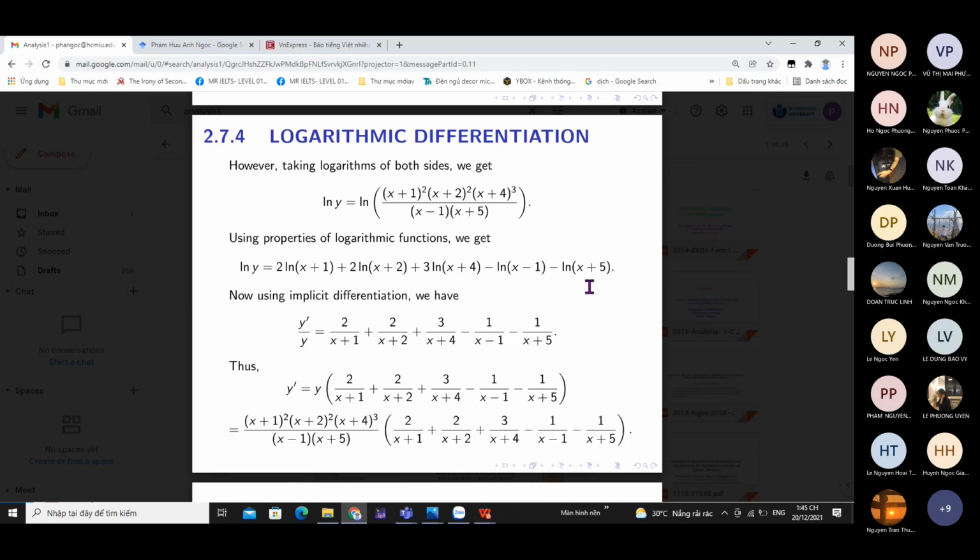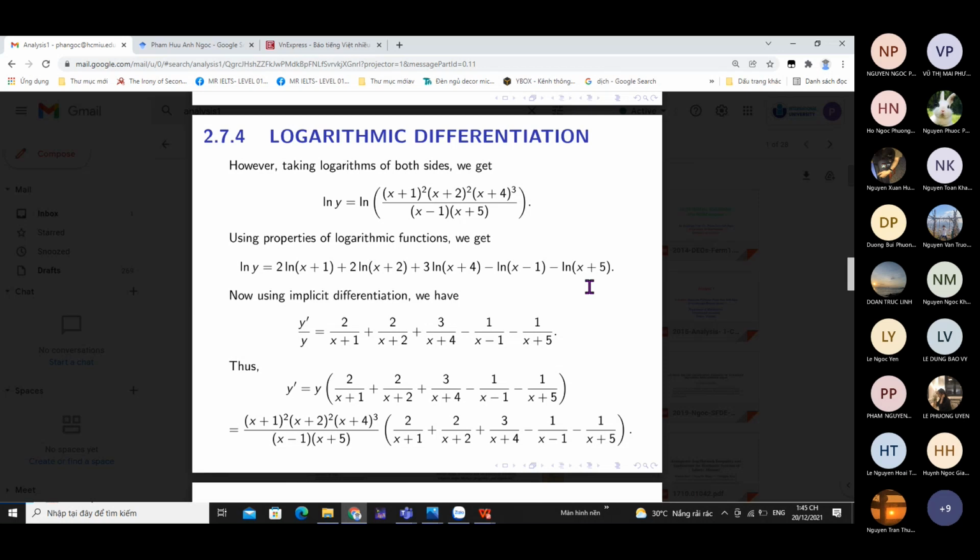The derivative of the right-hand side is so easy. The derivative of 2 natural log of x plus 1 gives you 2 over x plus 1, and so on. And that's why here you have y prime equal y times 2 over x plus 1 plus 2 over x plus 2, and so on. You see? And you get the derivative of the function y easily, very quickly.